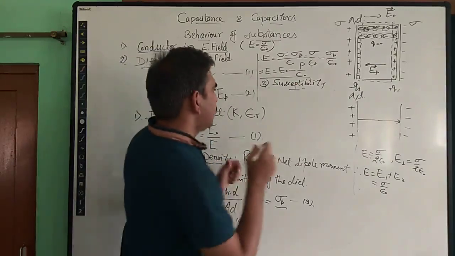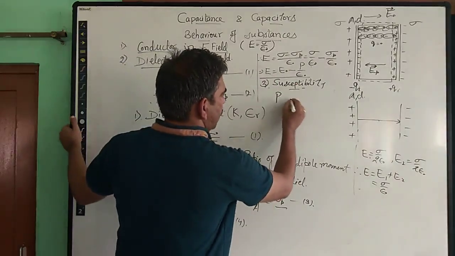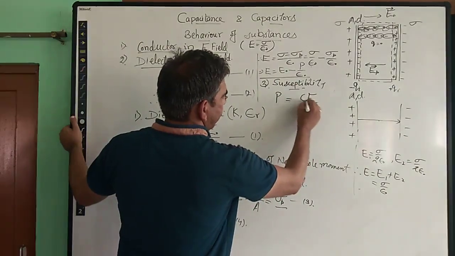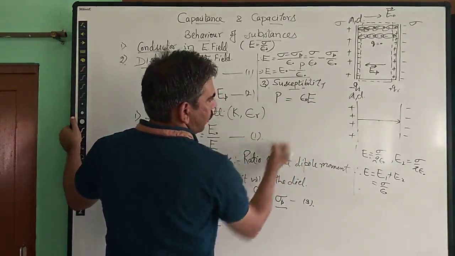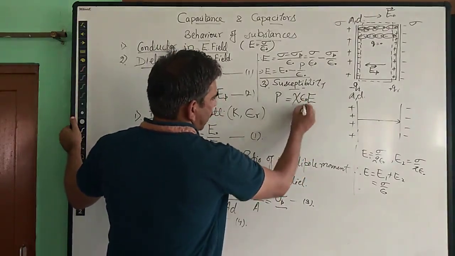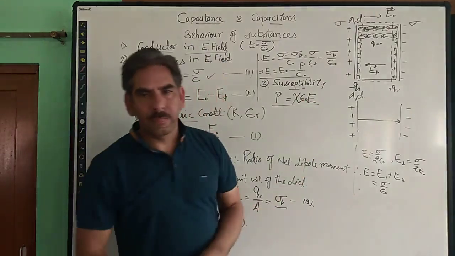It is found that the polarization density is proportional to the applied electric field, sorry, not the applied electric field, but the reduced value of the electric field, and it is related through this expression.